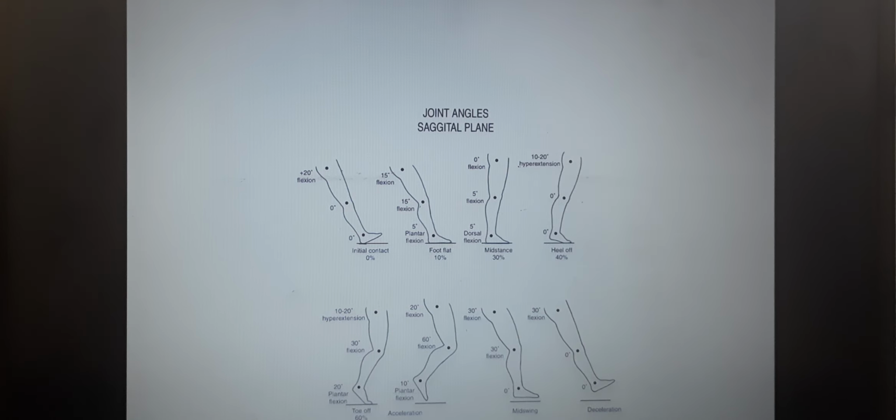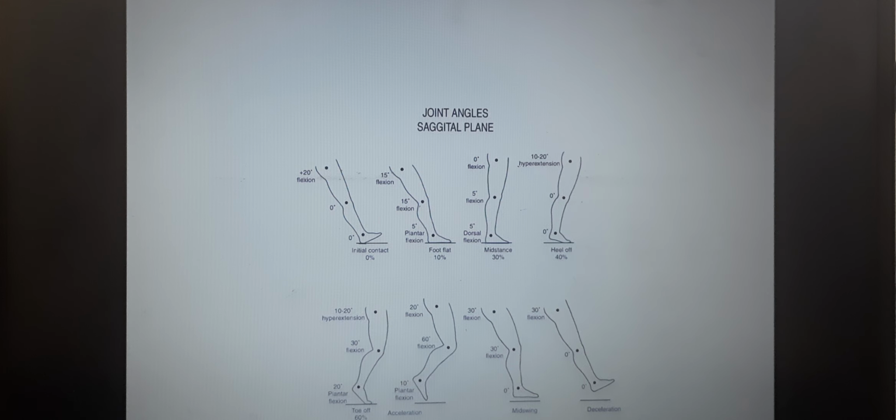Next, coming to the joint motions. It means the movement of the joints at each level during the gait cycle, and how much angle will be taken in normal gait for each respective joint.